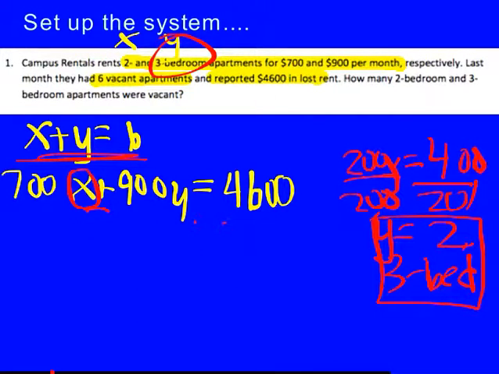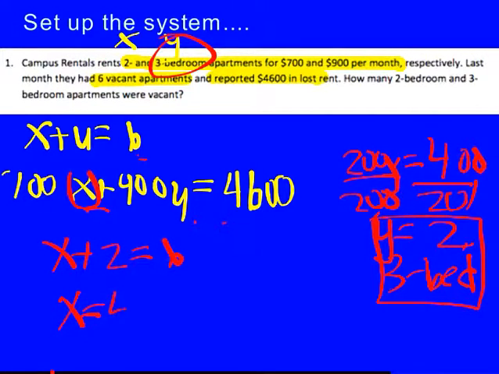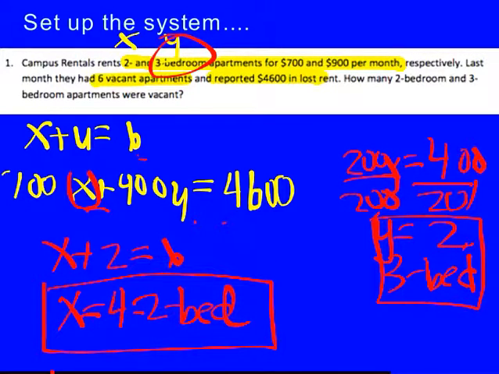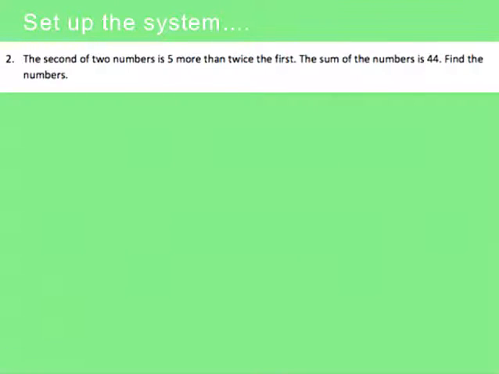Okay? Well, we had this original equation of x plus y is equal to 6. So that means that x plus 2 needs to equal 6. So that means that x is equal to 4. So there are 4 vacant 2-bedroom apartments. Okay, so that concludes that problem. Now, let's go ahead and take a look at this next one.